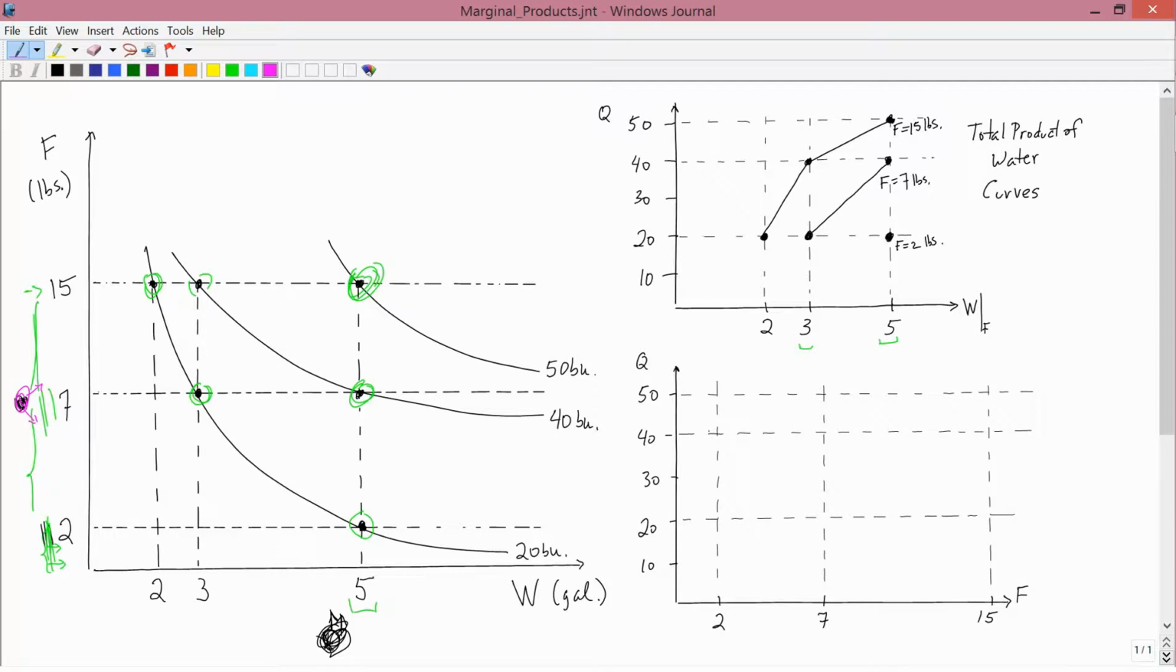So first we'll do what happens when W is fixed at 2. So when W is fixed at 2, then we only have one observation, which is this observation, which is 15 pounds of fertilizer gives rise to 20 bushels of corn. Okay. So 15 pounds of fertilizer gives rise to 20 bushels of corn. That's here. 15 pounds of fertilizer, 20 bushels of corn. And that's what happens when W equals 2 gallons.